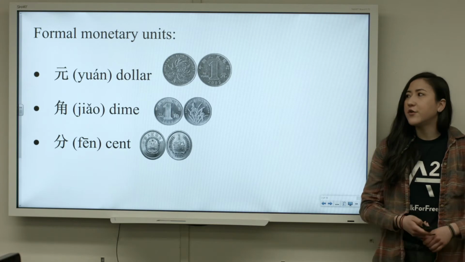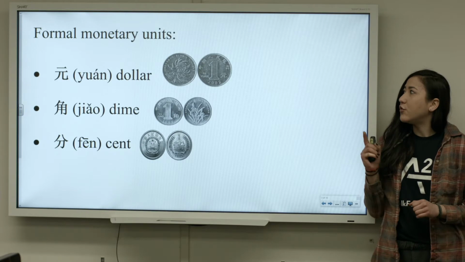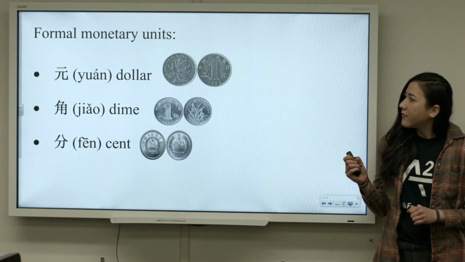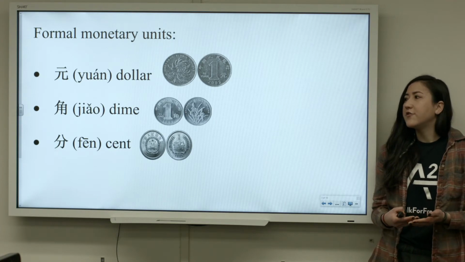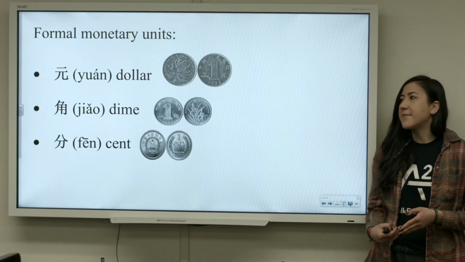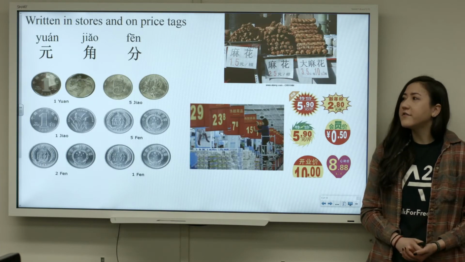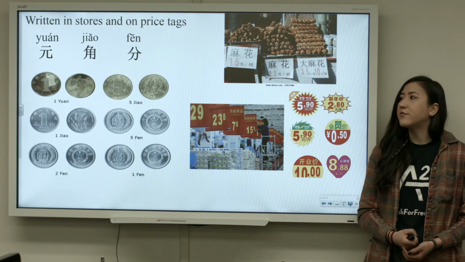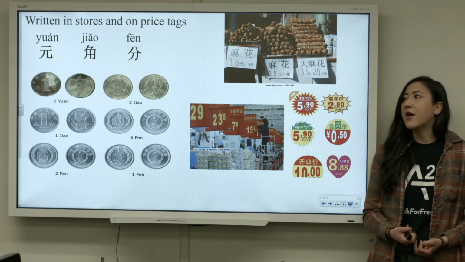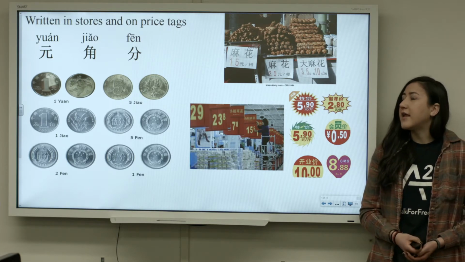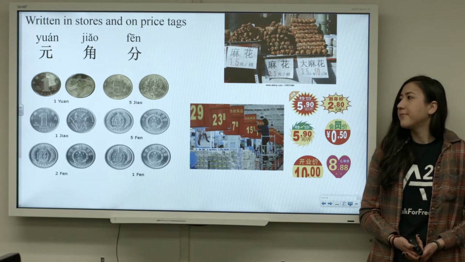So the formal monetary units that we use for money in China is yuan, jiao, and fen. So yuan is equivalent to $1 in China, and then jiao is dime, and fen is cent. So you'll usually see these monetary units written in stores and on price tags. They're not as commonly spoken out as they are seen written down. And to remind you, those are yuan, jiao, and fen.